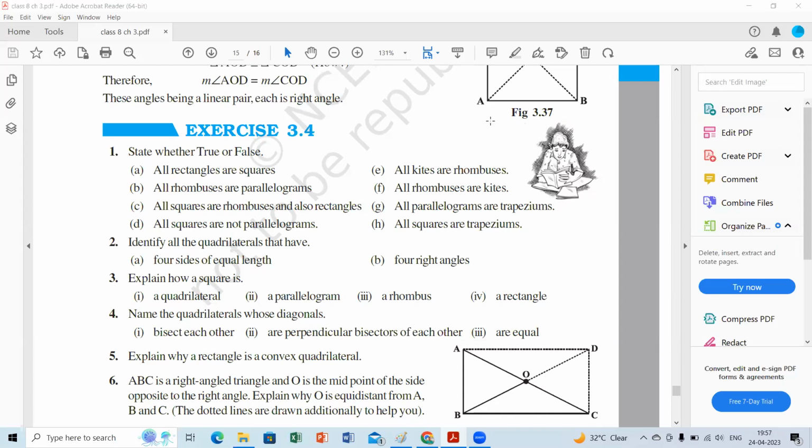Explain how a square is a quadrilateral. It has four sides, a four-sided polygon. The sum of its angles is 360 degrees. You can justify your answers, children. This type of question comes in the subjective part.